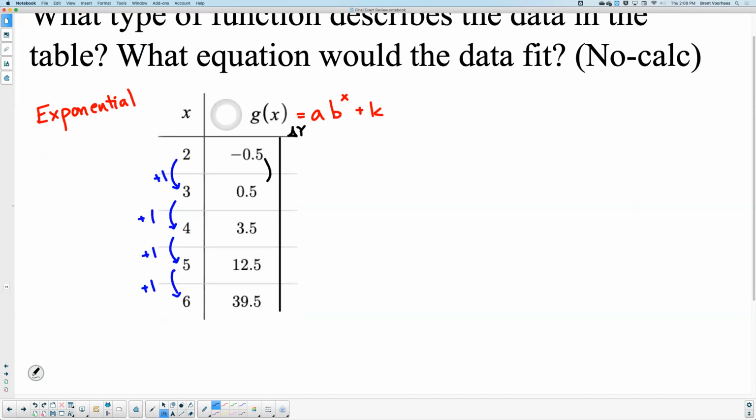Okay, how much do I change going from negative 0.5 to 0.5? We increase by 1. What about from 0.5 to 3.5? We increase by 3. What about from 3.5 to 12.5? Increase by 9. What about 12.5 to 39.5? 27. Okay, this cleans up our data. Now we can see what we're actually multiplying by. We're multiplying by 3.